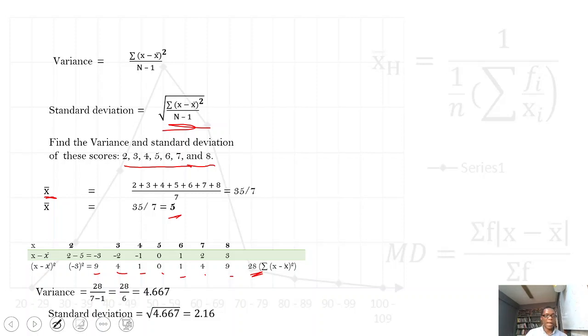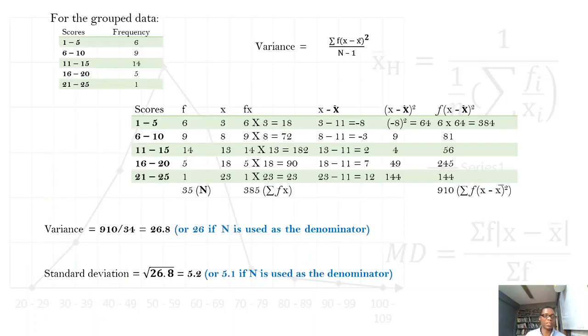So I'll now divide 28 by 7 minus 1. That is n minus 1. So that gives me 4.667. To find my standard deviation, I will find the square root of 4.667. That is 2.16. Now, if I am dealing with grouped data, the formula changes only slightly.